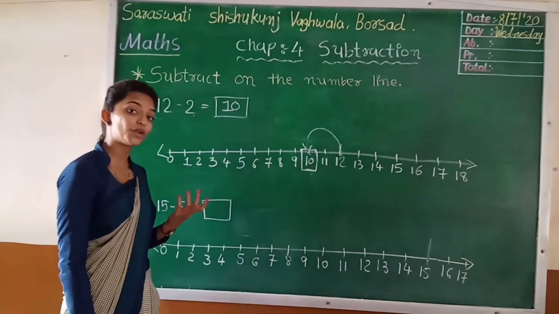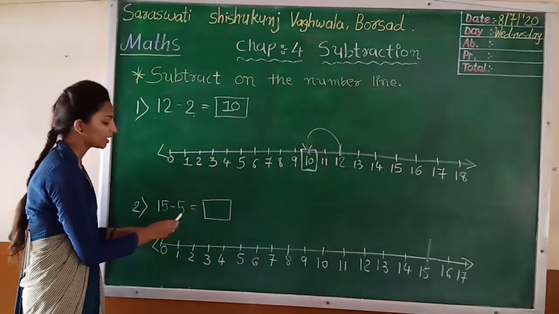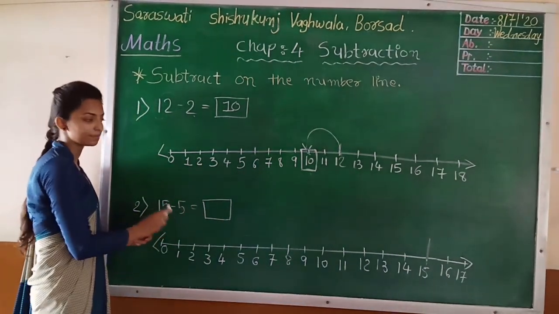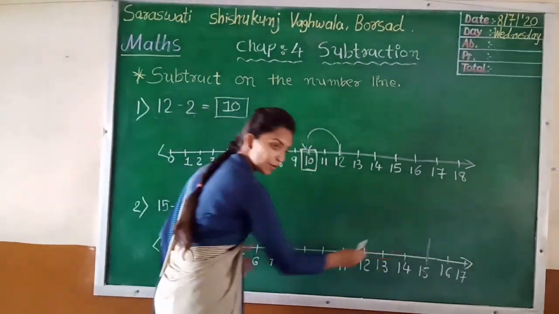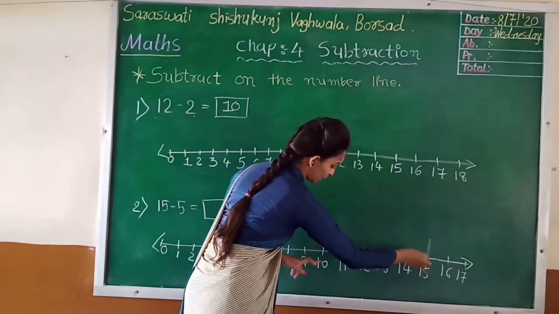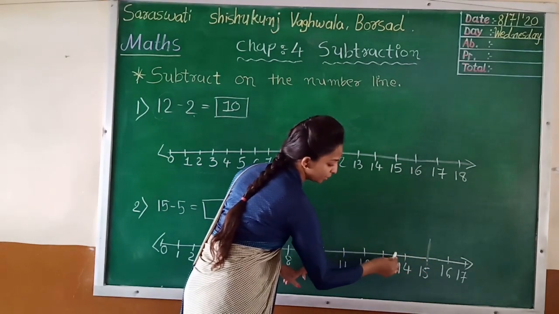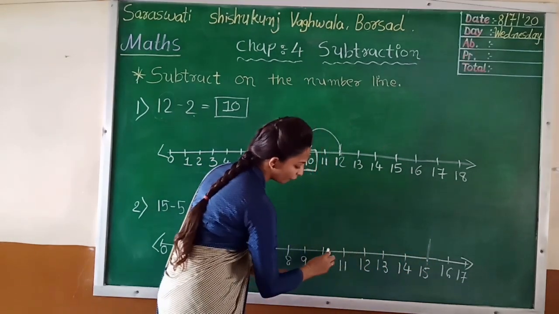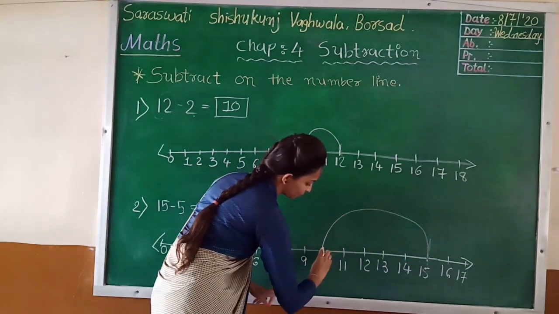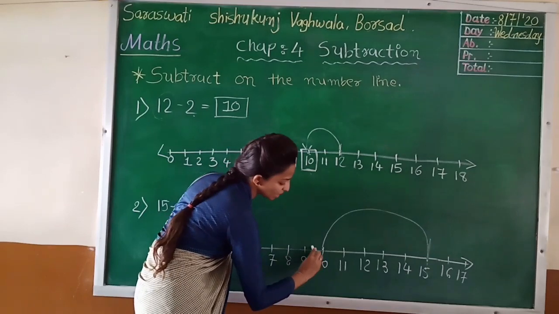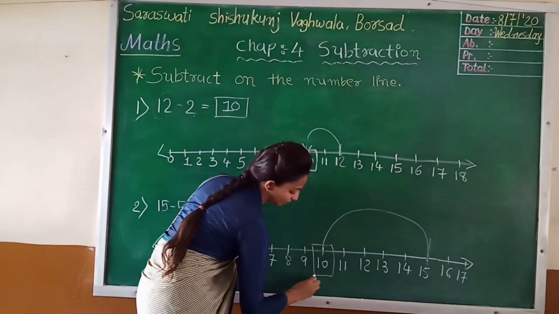So students, what you have to do? You have to subtract 5 from 15. That means you have to jump back 5 numbers from 15. 1, 2, 3, 4, 5. Here. So 15 to 5 numbers. That means which number comes? 10.